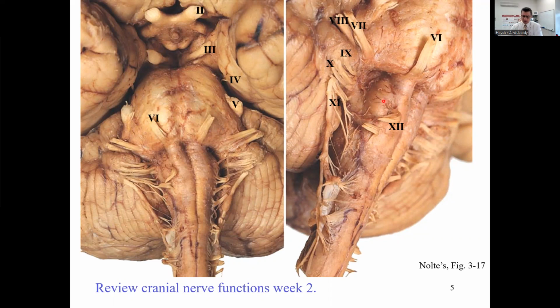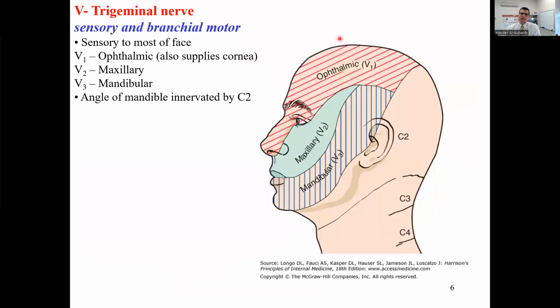All this information has been covered in previous weeks, and I assume that you know it very well by this time. Okay, so let's jump into the first cranial nerve here, the trigeminal nerve. The trigeminal nerve has both sensory and motor function.